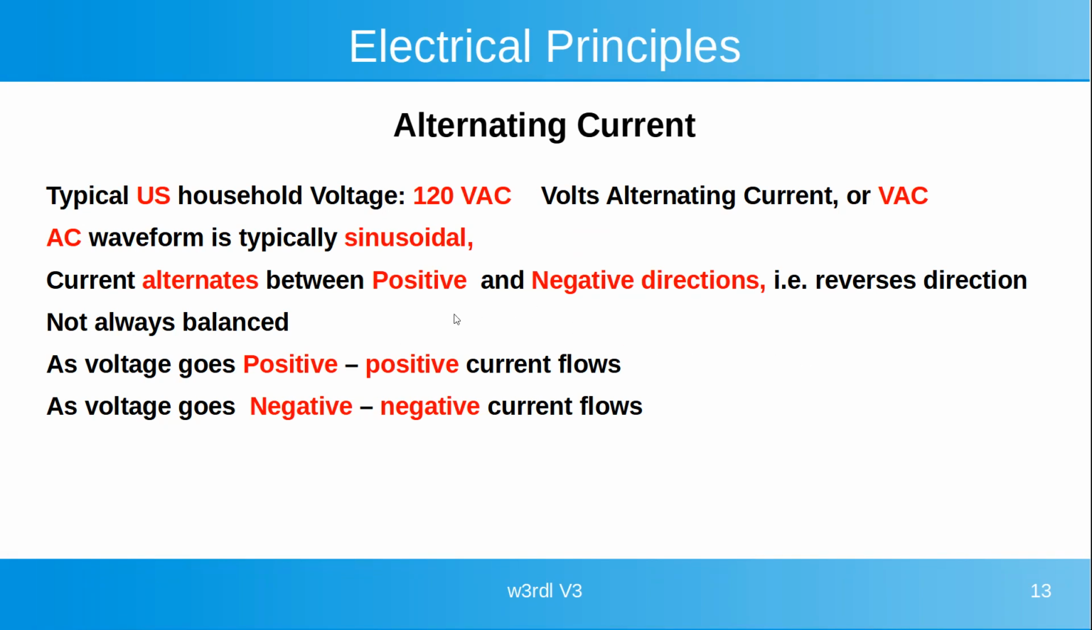So the current alternates between positive and negative. It has to actually cross zero to be called alternating current. If it doesn't cross zero, it's what we call pulsing DC, whether it's negative and going to zero and back, or positive to zero and back. If it doesn't cross zero and change polarity, then it's direct current and not alternating current.